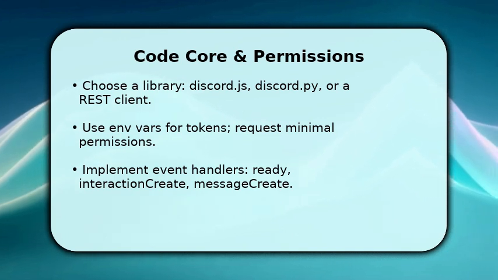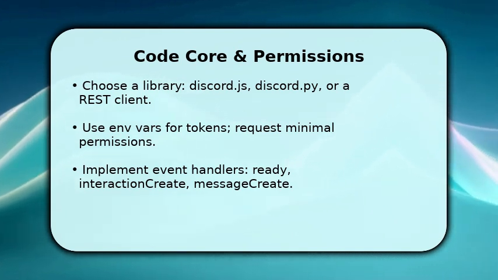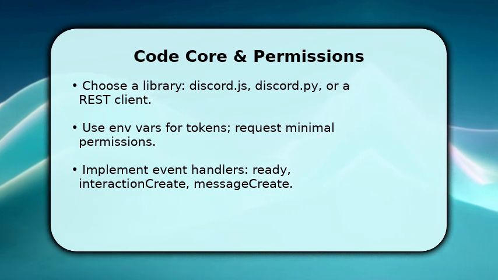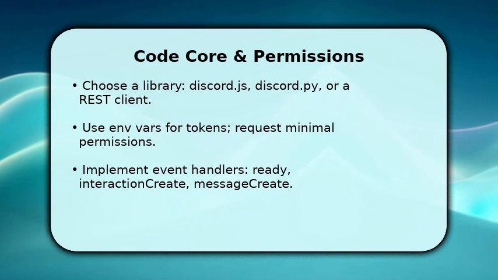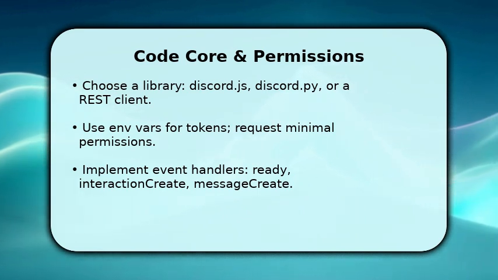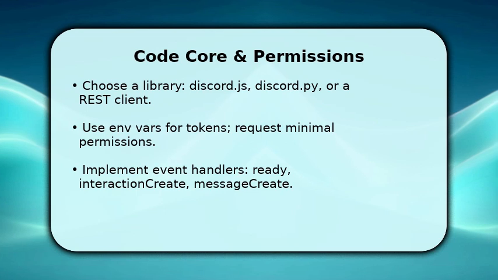Use environment variables for secrets and request the minimal permissions in your invite link so the bot follows the principle of least privilege. Implement key handlers, ready, message, or interaction events, and log status. Do small tests after each handler to isolate issues quickly.